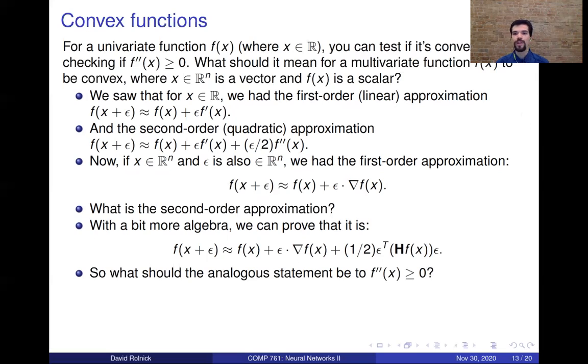Questions? We saw quadratic forms like this in one of the p-sets. Yes, we did. Funny you should mention that. So let's get right back to that. What's the analogous statement for f prime of x is greater than or equal to 0? That was the statement about f being convex if the second derivative of f is greater than or equal to 0. What is the analogous statement here now that we're in Hessian land?